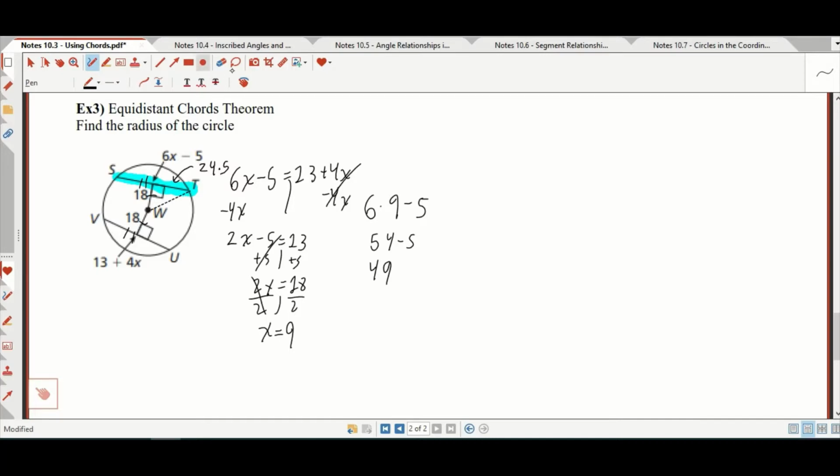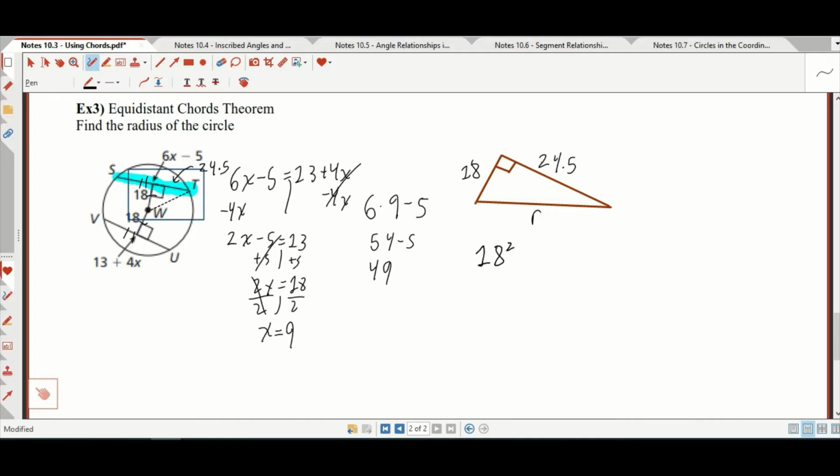Which means this right triangle, let's see here, I'm going to put a little box around it. I'm going to go ahead and redraw it over here as best I can, maybe not with dashed lines. So this distance is 18. This distance is 24.5. And that distance is the radius, which is what I want.